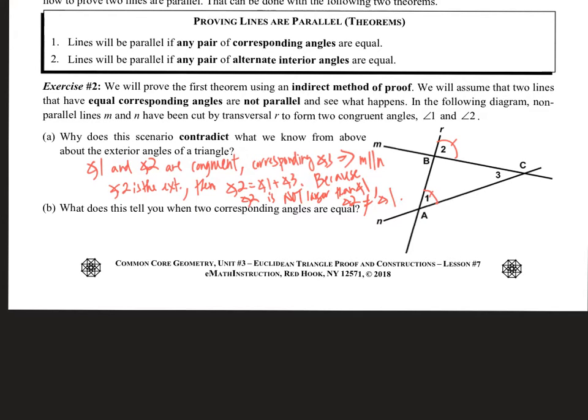So what does this tell you when two corresponding angles are equal? When two corresponding angles are equal, then we know that the lines that they are on do not intersect, right? So they must be parallel. So the lines they are on must be parallel.